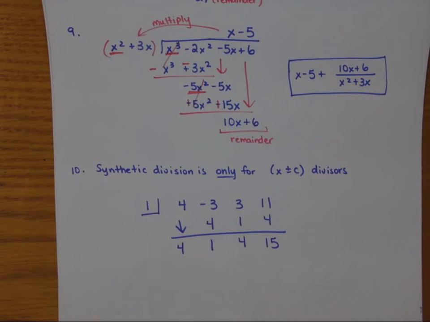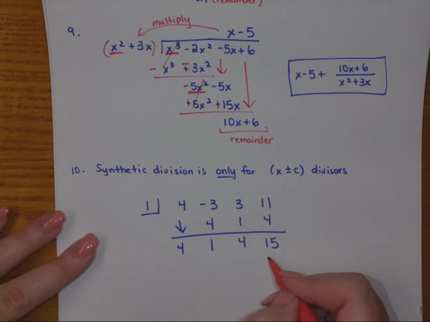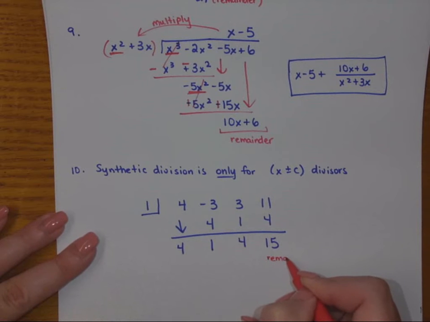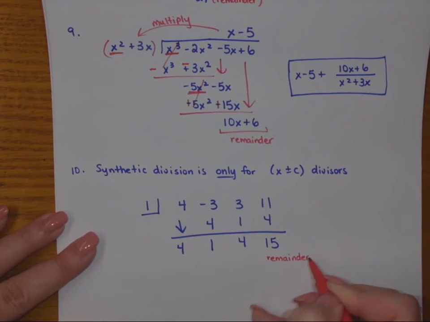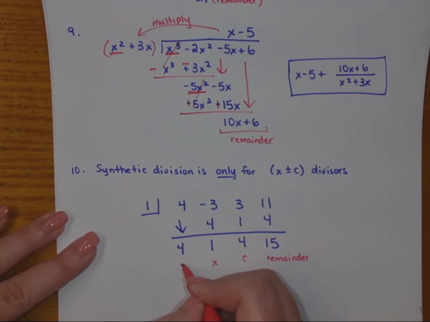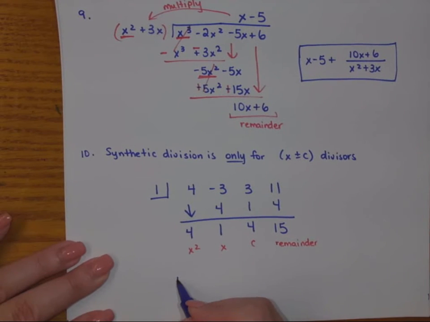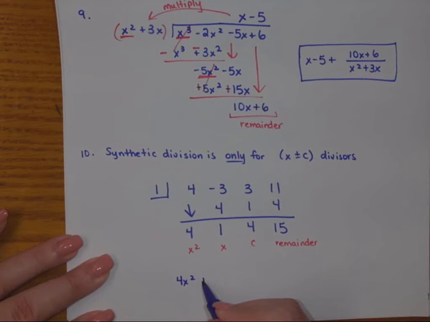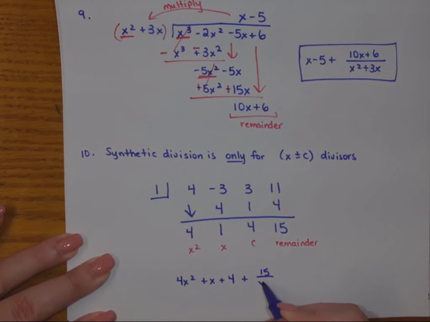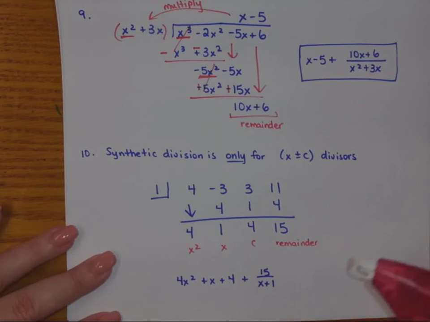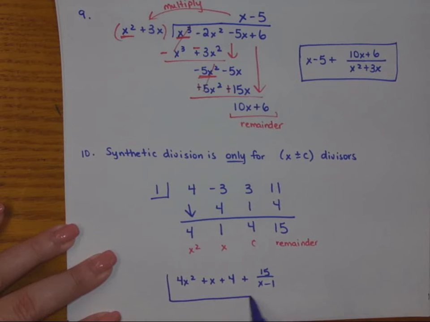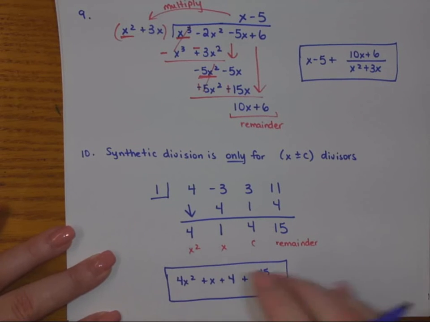Make sure you know how to write the answer, right? This is the remainder. This is the constant, the x squared. Okay, so I don't just want you to do synthetic division. You're actually supposed to write your answer once you're done. So 3x squared plus x plus 4, and then you're going to write the 15 over the original thing you were dividing by. And sorry, you were originally dividing by x minus 1, right? Which is why we changed the sign to plus 1.